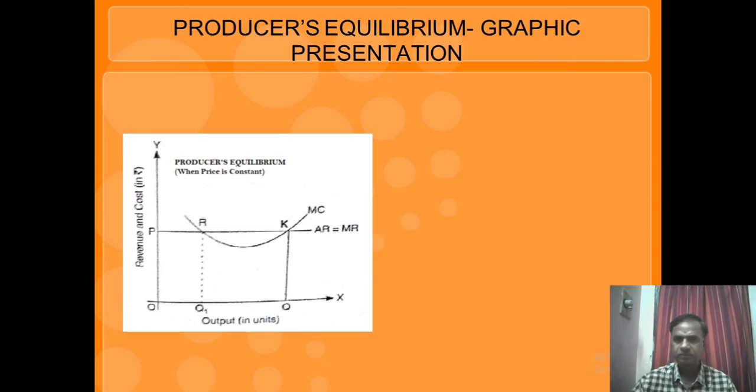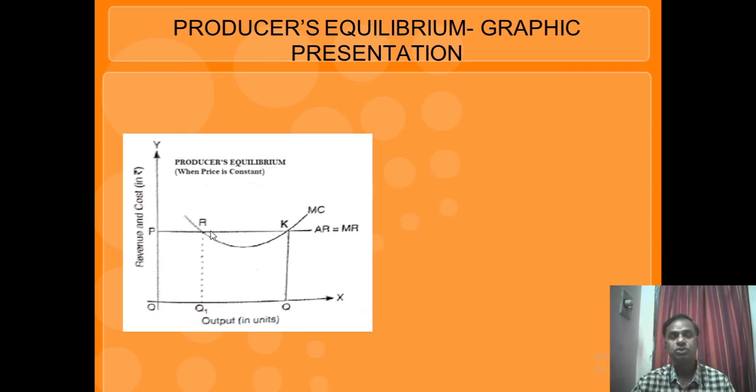You see here, this diagram represents producer's equilibrium when the price is constant. You can see here, when the price is constant, price is the same. There is no change in price. And when price is the same, AR is equal to MR. This is a marginal cost curve. It is U-shaped. Marginal cost curve is U-shaped. You see here, MR is equal to MC in 2 places, R and K.